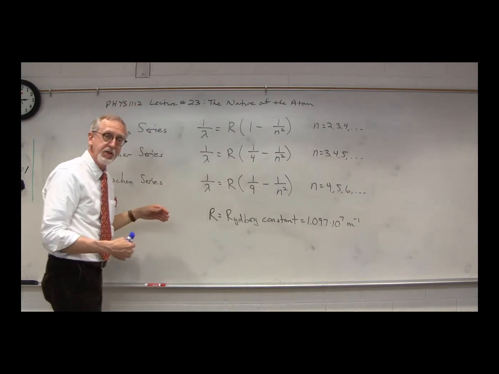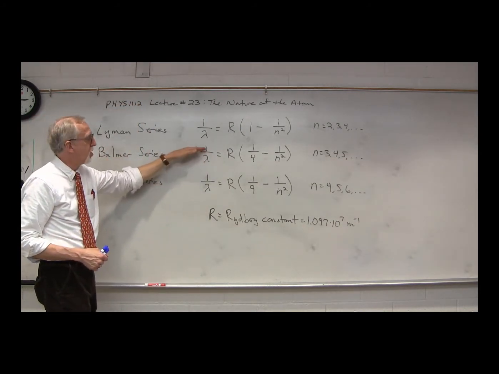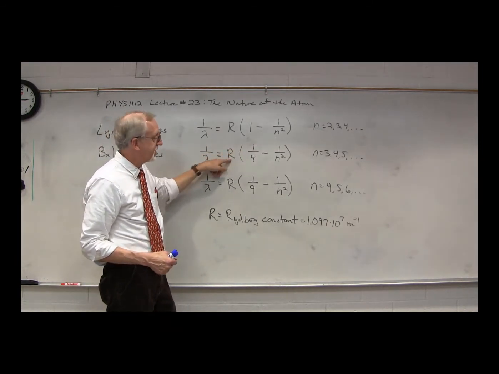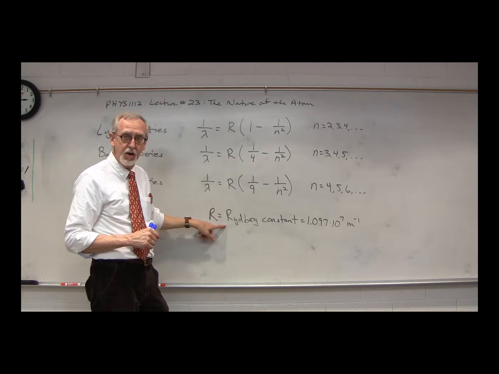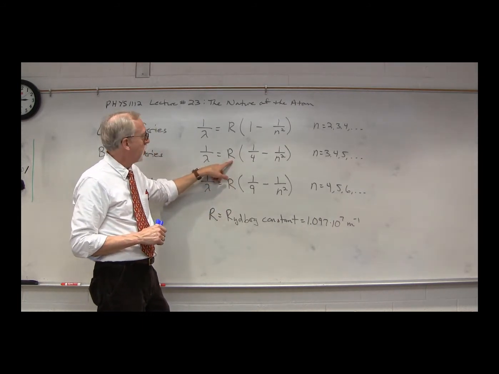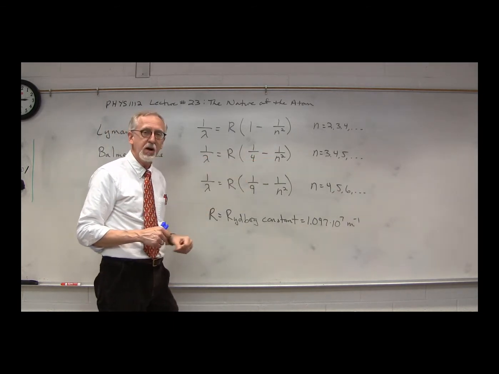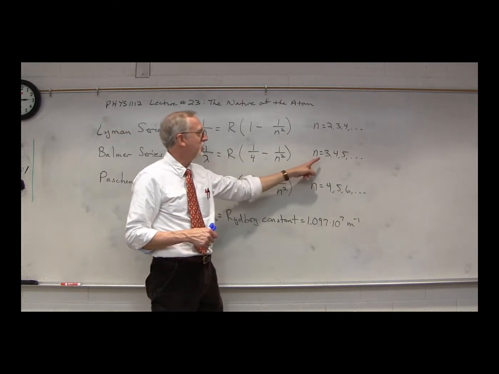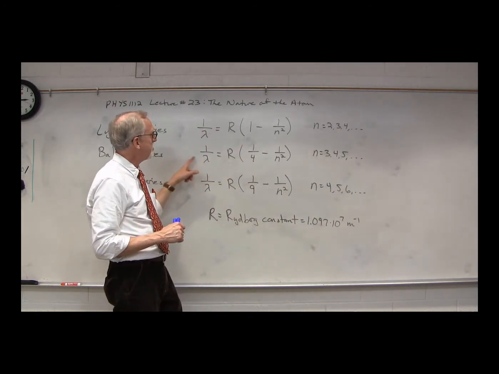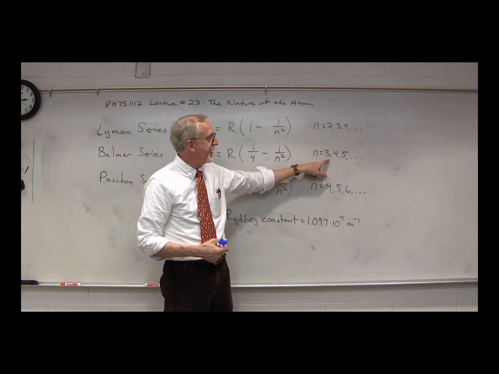Then the Balmer series, the one that we could see, has the relationship 1 over lambda equals R times, with the same value of R, the same Rydberg constant, R times 1 over 4 minus 1 over n squared, but in this case n has the values of 3, 4, 5, etc. In the Balmer series, the first line with the longest wavelength is n equals 3.